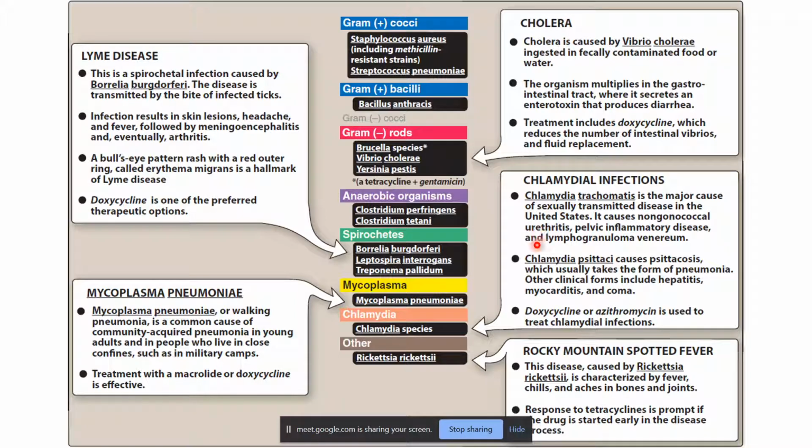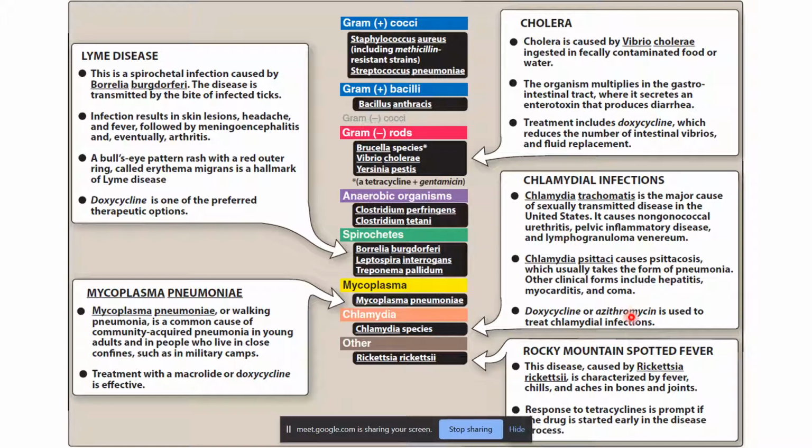And lymphogranuloma is actually a very dangerous complication, and treatment is very complex. So urethritis and inflammatory disease of the pelvis are easier to treat. Some chlamydia will lead to pneumonia, or also hepatitis, myocarditis, and coma, but usually it's in the form of urethritis.